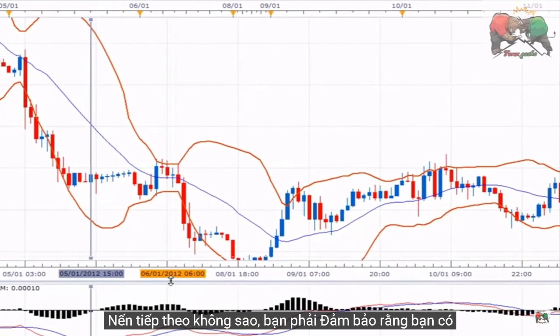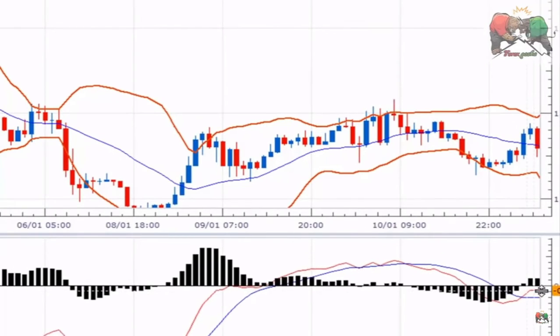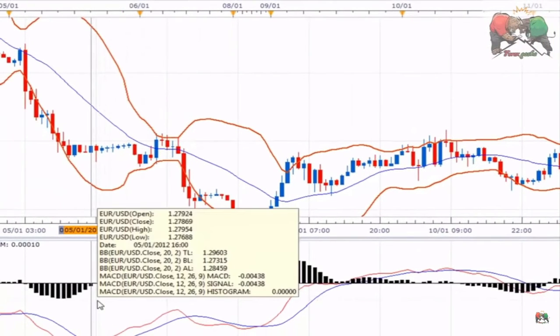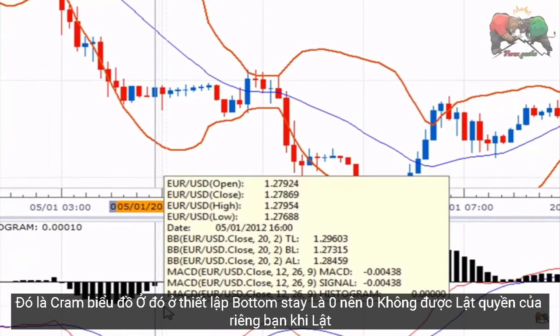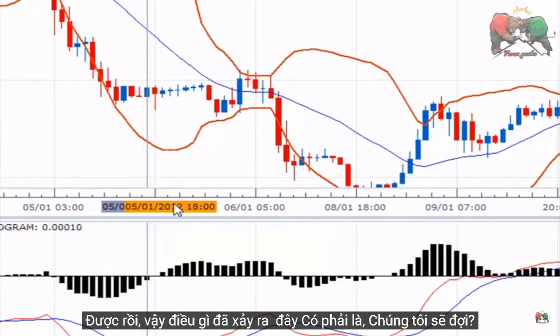You must make sure that you have a MACD indicator flip, which is very important. Let me show you. This one hasn't flipped yet. This one is actually at the 0 mark. You see the word histogram there at the bottom, it states that it's at 0. So 0 is not flipped, we will only enter upon the flip. So what happened here is that we will wait.